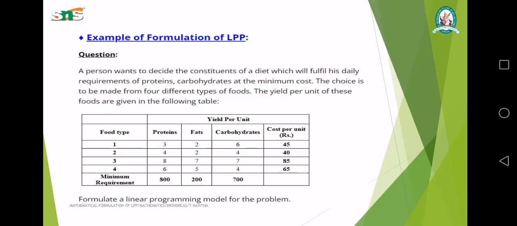There are 4 food types given, 1, 2, 3, 4, and the yield per unit is given by the nutrients: proteins, fats, carbohydrates, and also the cost per unit. Food type 1 is 45, food type 2 is 40, food type 3 is 85, and food type 4 is 65. Minimum requirement for protein is 800, fat 200, carbohydrate 700. The problem is to formulate a linear programming model for the problem. Just we convert the problem to the mathematical model.